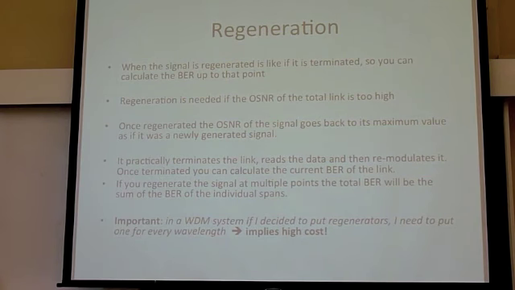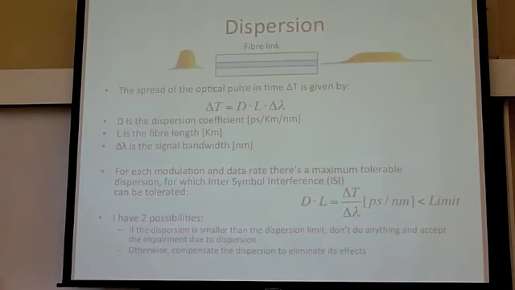The important thing is that if I have a multi-wavelength system and I put regenerators, I need one for each wavelength, for each channel. So if I have an 80 channel system, you need 80 regenerators at the same spot. So that makes it quite expensive. The second thing is that you have to calculate for dispersion.